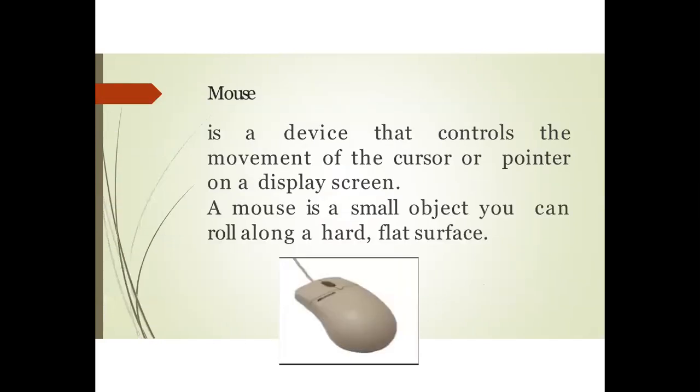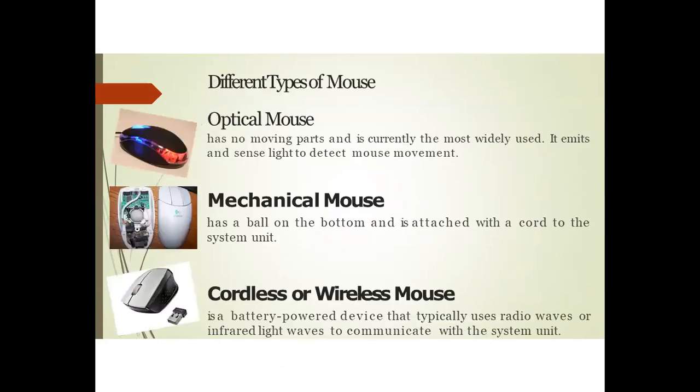Okay, so let's proceed with the next one. We have the mouse. Mouse, it is a device that controls the movement of the cursor or pointer on a display screen. A mouse is a small object you can roll along a hard, flat surface. So this is an example of a mouse. We have also different types of mouse. The first one is the optical mouse. So optical mouse has no moving parts and is currently the most widely used. It emits and sends light to detect mouse movement.